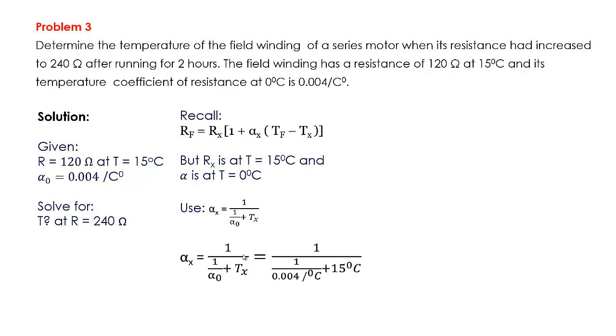And plugging in the values into our formula, we come up with the temperature coefficient of resistance at 15 degrees Celsius, which is equal to 0.003774 per Celsius degrees. Again, let us underline this answer that we obtained. Now, there will be some changes or manipulation sa ating formula. But we are going to use the same formula that we presented earlier, which is equal to the resistance at the given final temperature is equal to Rx times 1 plus alpha x times the change in temperature.